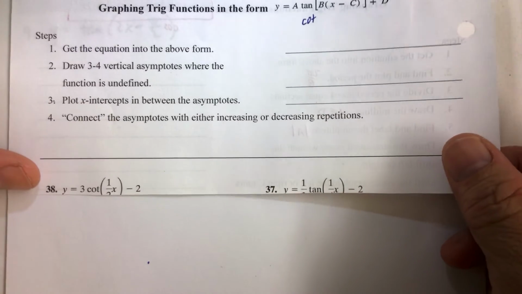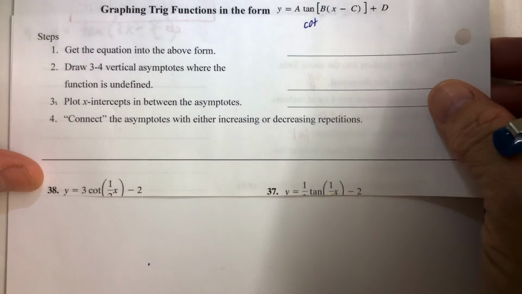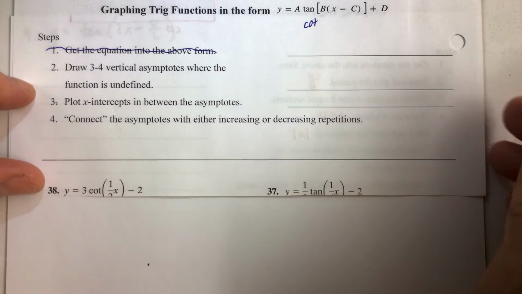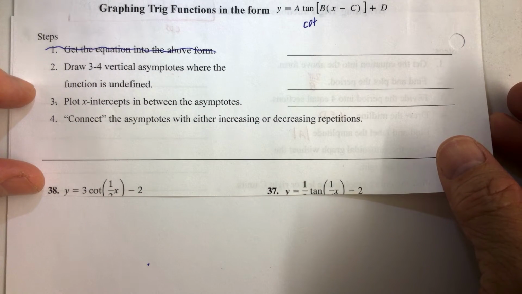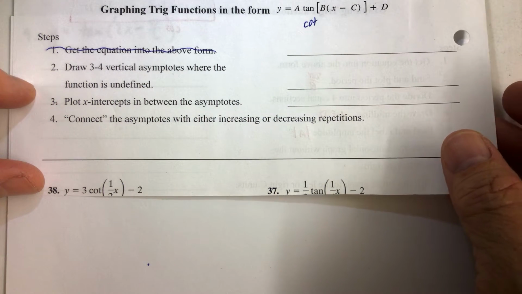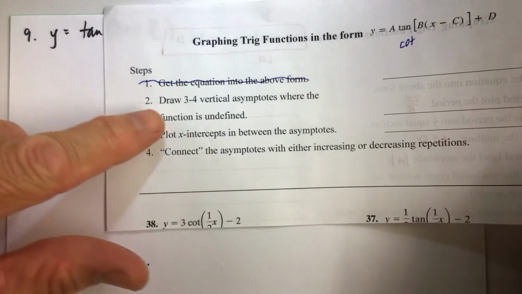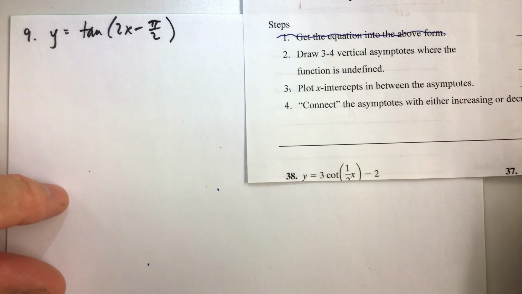I'm going to go ahead and make a quick change to the steps in graphing trig functions of this form, tangent, cotangent. We don't actually need to get the equation into the above form. There might be an exception or two, but for right now, all we need to really do is figure out where the function is undefined. That's the first step. So let's figure out where the function is undefined.